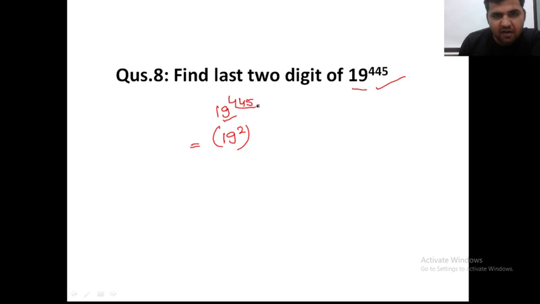Now, if you take a power of 2 out from 445, the quotient would be 222, right? This into, there would be one remainder. So this can be written as 19 power 1. This is a basic rule of surds and indices.